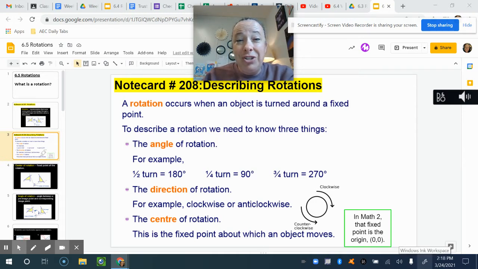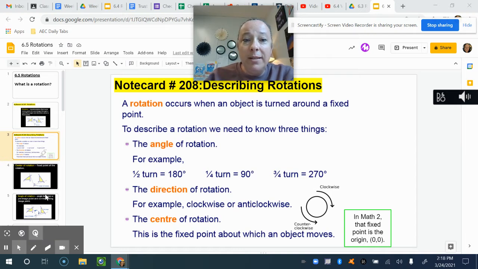And guys, just so you know, in math 2, that fixed point is going to be the origin. We're going to be rotating around the origin. It can get really tricky and messy and wonky when you don't rotate around the origin, but that's what we're going to be doing, and that's the only type of rotating that we're going to be doing. Pause me and finish up note card 208.